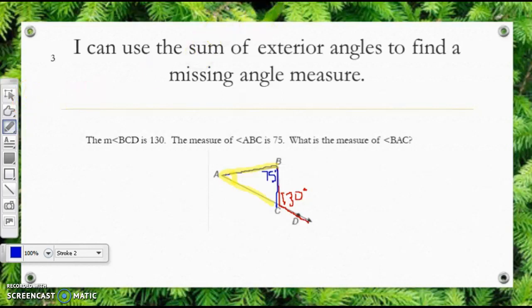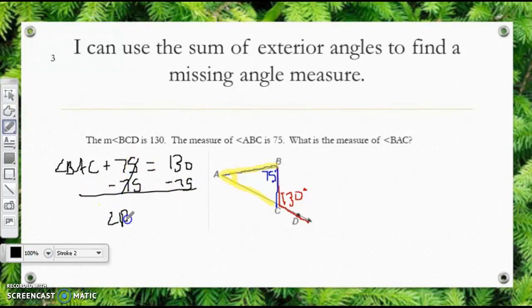So if you remember your theorem here, you can say, okay, these two angles are the two remote angles because they don't touch this one. So I know that the measure of, let me change colors, angle BAC plus ABC, which is 75, has to equal 130. And then you can solve it by subtracting 75 from each side. So angle BAC would equal 55 degrees. Okay, so that's how you would solve it using the shortcut with our exterior angle theorem.